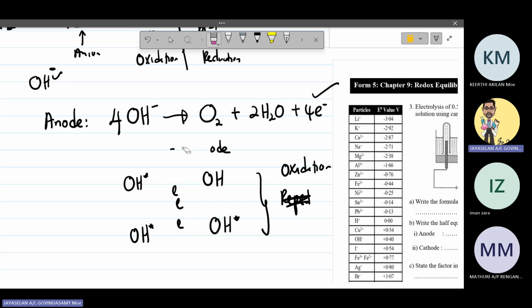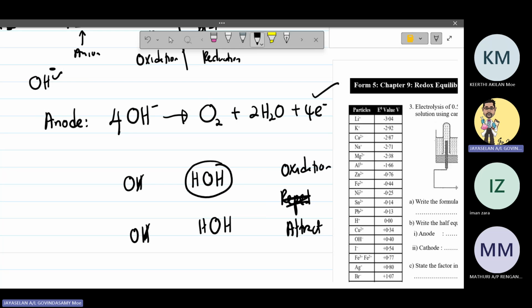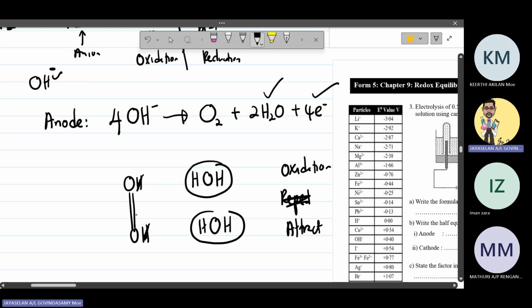Now what happened? I throw the electrons, throw the charge. Now they become neutral. When they become neutral, they will attract and collide. They form H2O, 2 water molecules, and form a double bond, forming oxygen. Understand? 4 orang utan eat 2 oranges, drink 2 glasses of water, eat 4 apples.